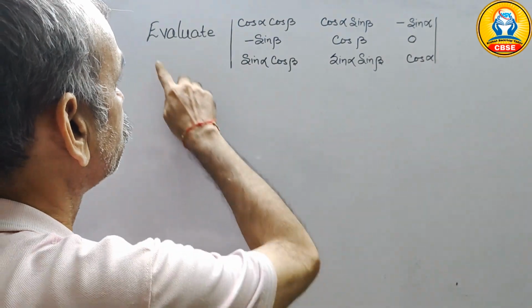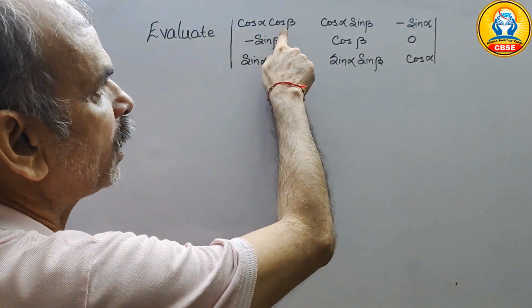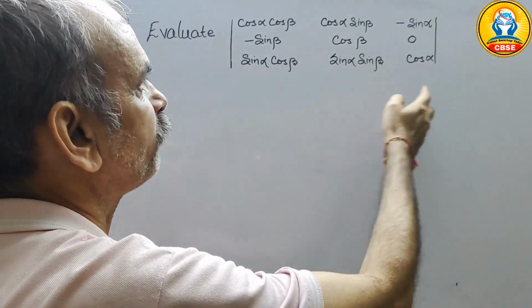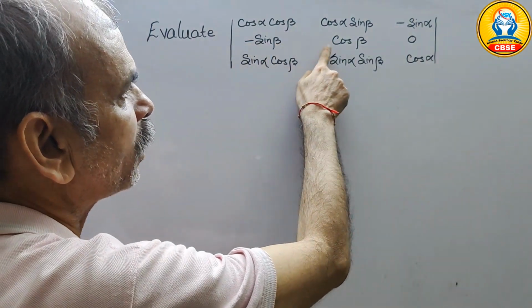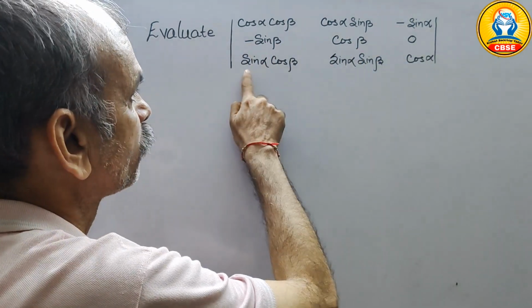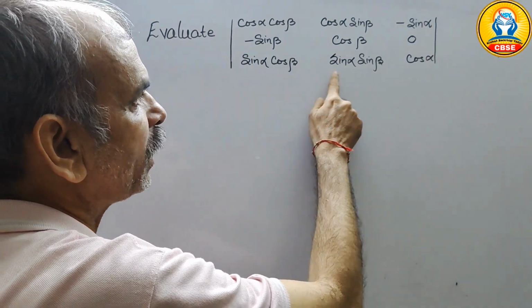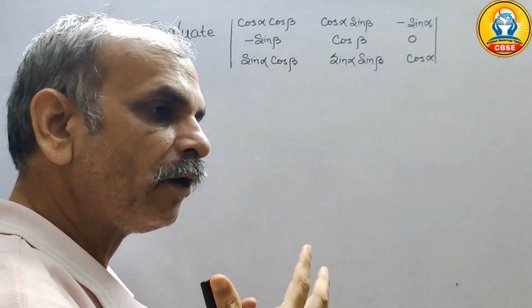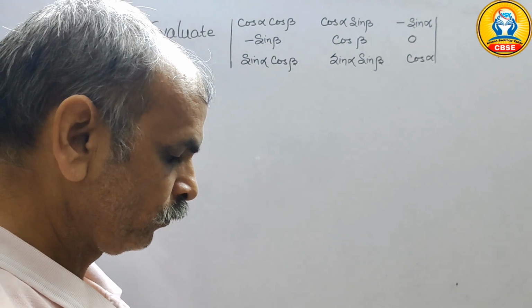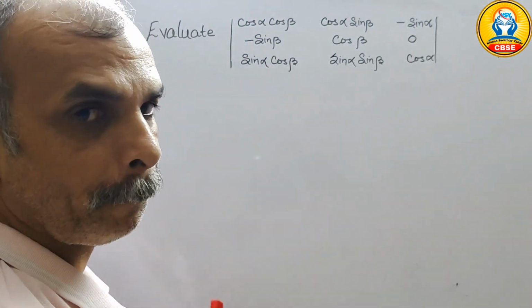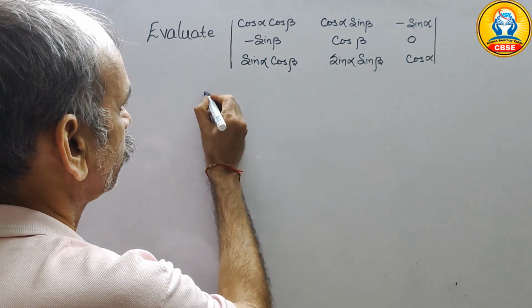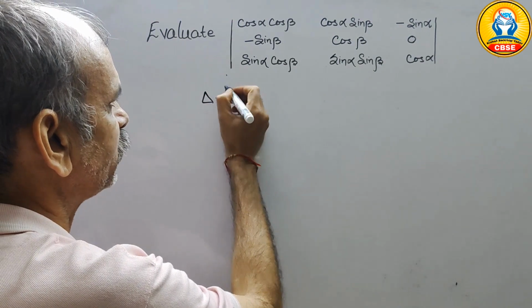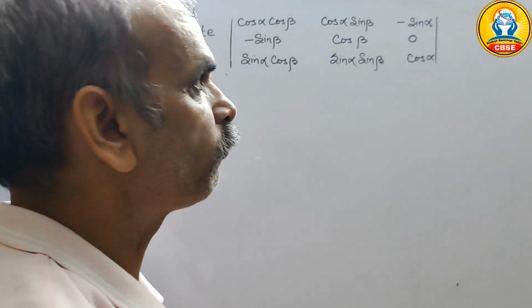Your question is to evaluate the determinant with rows: cos alpha cos beta, cos alpha sin beta, minus sin alpha; minus sin beta, cos beta, 0; sin alpha cos beta, sin alpha sin beta, cos alpha. So we have to solve it. So now we can say the determinant is equal to what we will get. See this. So just we will go for from here.